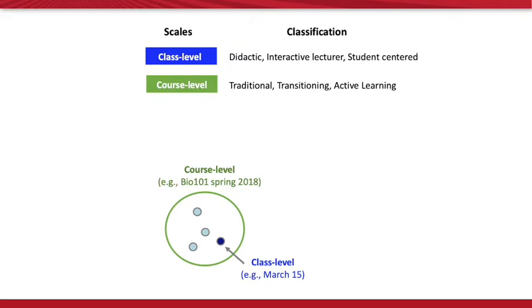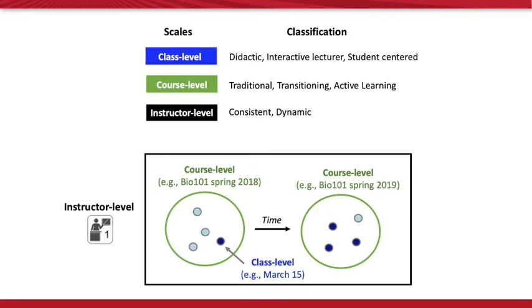The small circles represent each class within a course, and the different colors among the classes indicate their different instructional styles. Finally, the instructor-level scale deals with the measurement of the learning environment across an instructor's semesters of the same course. This is the scale that can measure faculty change through time.